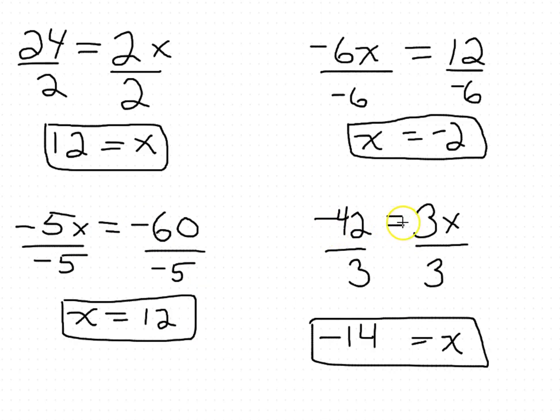And negative 42 is equal to 3 times x. The inverse operation of multiplication is division, so we're dividing by 3. Negative 42 divided by 3 is negative 14. I hope you did well on these.